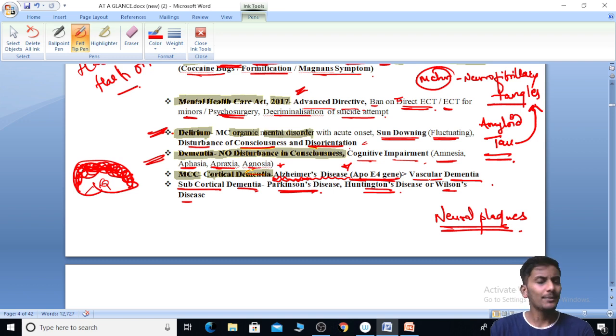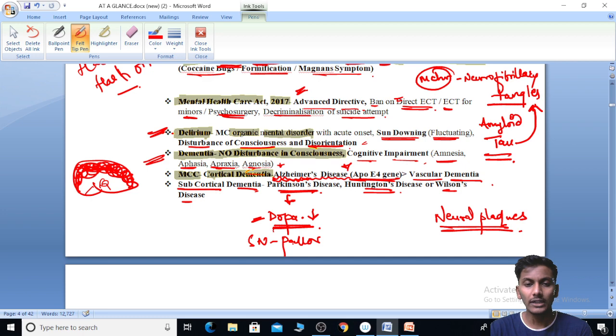Next, vascular dementia, I have already told you, is due to ischemia to some part of the brain. In subcortical dementia, Parkinson's disease, as we all know, is due to deficiency of the neurotransmitter dopamine. Dopamine is secreted by the substantia nigra, a part of the basal ganglia. Nigra means black, so dopamine imparts black color to the substantia nigra. If dopamine secretion decreases, the substantia nigra becomes pale. So there would be pallor of the substantia nigra in Parkinsonism patients.